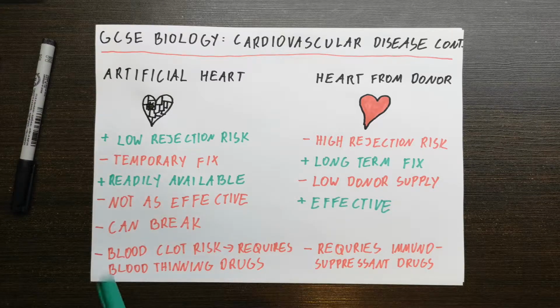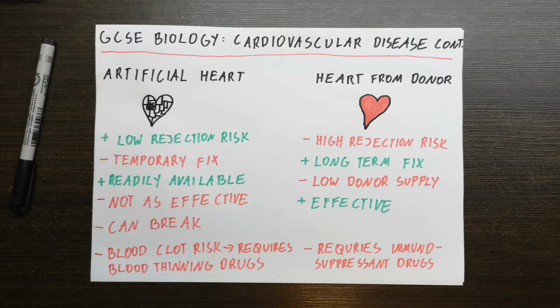However, artificial hearts are not as effective. Because they are made from different materials, the blood doesn't pass through them as easily and can clot. And also artificial hearts are prone to breakages and failures, so they are simply not as effective, which comes back to why artificial hearts should be treated as a temporary fix. Whereas hearts from donor, providing that it's in a good condition, which it should be, it's effective. It works like any other heart, and like I already said, that person receiving that heart will be able to lead a relatively normal life.